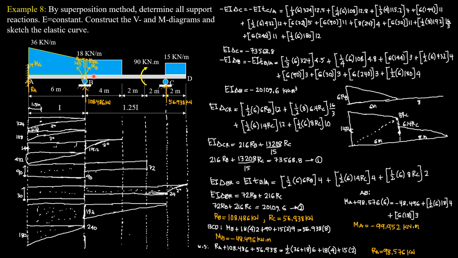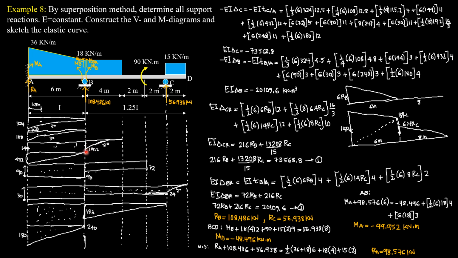For this rectangular loading at B, 18 times 4 times 2 is equal to 144, but because the moment of inertia is 1.25 I, that's why we only have 115.2, which is 144 divided by 1.25, and it is a second degree curve. Now, as moment at B just to the left, it goes back to 144, so that's why we have 144 here.